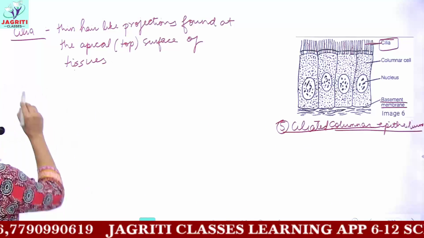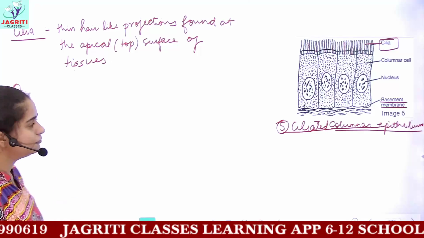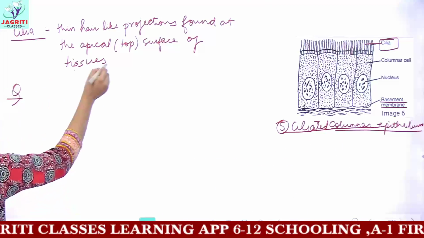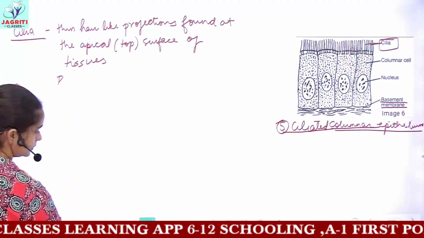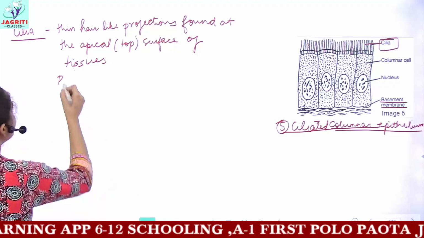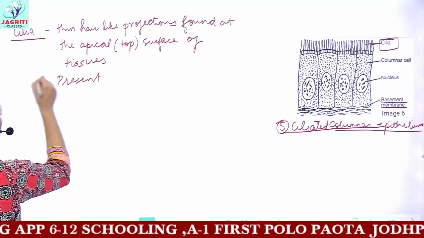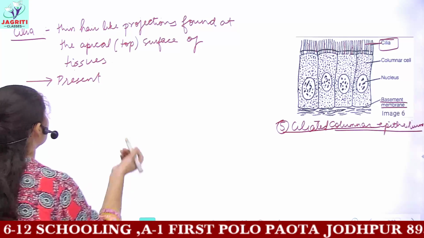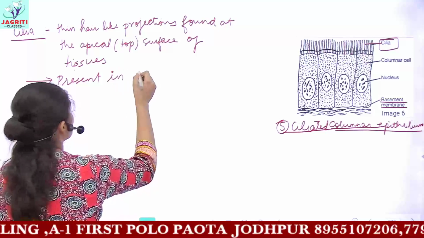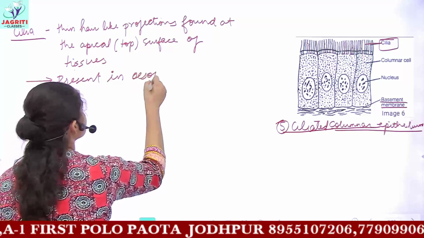Now I am asking you, what is the role of this ciliated columnar epithelium? This kind of tissue is present in the small intestine, and it is also present in the esophagus.